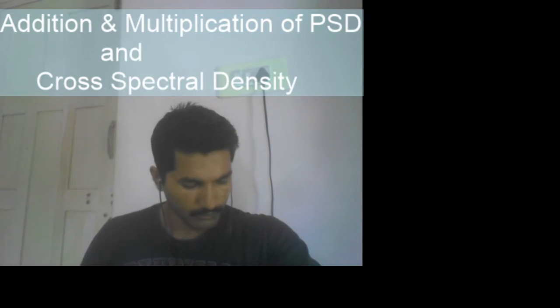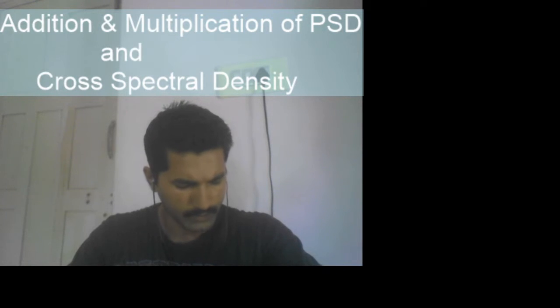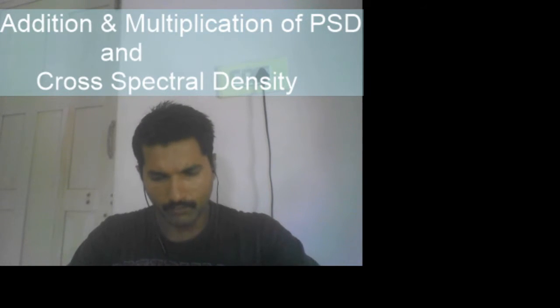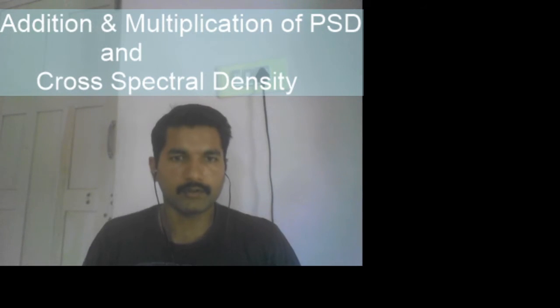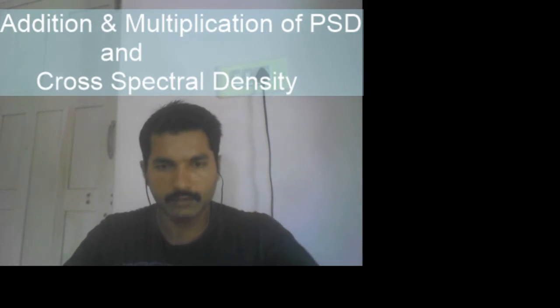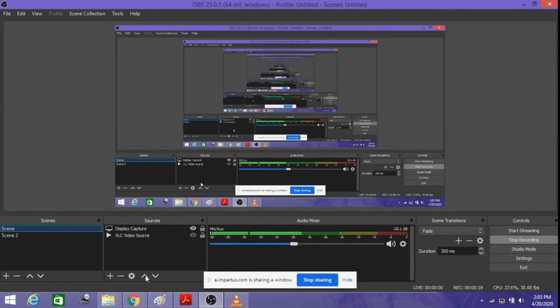So today we are going to discuss a few of the properties of the power spectral density, that is, the addition of random processes in terms of power spectral density and the multiplication of random processes in terms of power spectral density. Let us switch back to our screen and see this one by one.